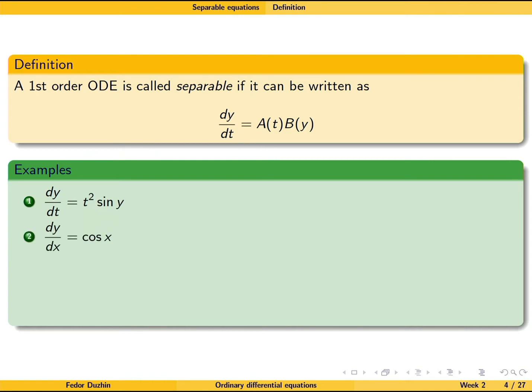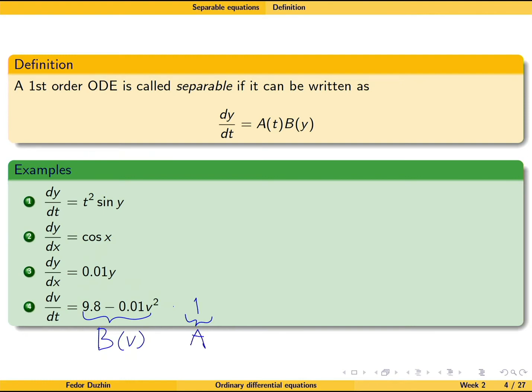Here we have dy dx. Now x is the independent variable, so this is our a of x, and then we can write that this is times 1, and this 1 is going to be b of y. Next, dy dx equals 0.01 y. Now this is our a of x, and y is b of y. Here the whole thing can be thought of as, now the dependent variable is v instead of y, so this is going to be b of v, times 1, and this 1 is a of t.